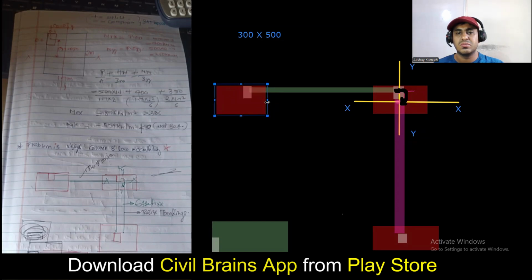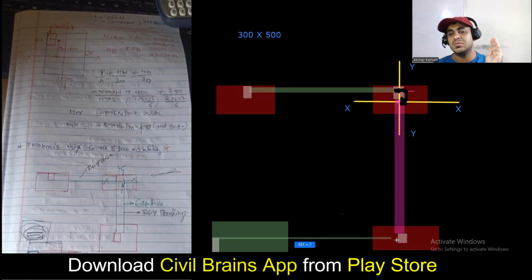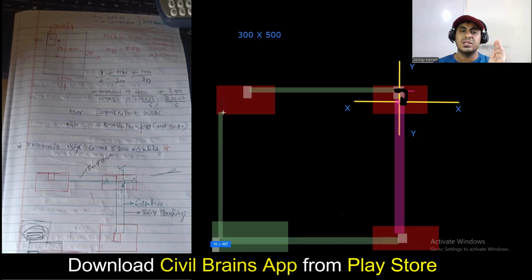Now you tell me in which direction you are going to give a beam for this. Here you see the eccentricity is in both directions. Along the x also you have eccentricity, along y also you have eccentricity. In that case, you need to connect this with a beam in both directions. From this column to this column, you connect a beam. From here to here, you have to connect the beam.